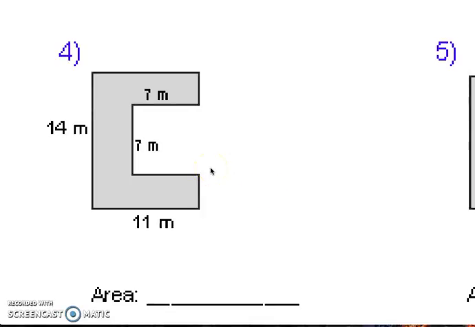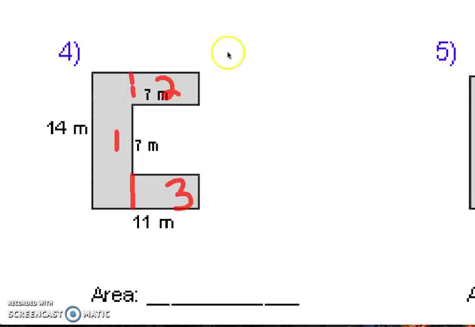Alrighty, so you had a question about number 4 on the worksheet, and it is how to find the area of this odd shape. So the first thing we're going to do is break down the shape into shapes we already know. So we're going to draw some lines here and create 3 rectangles because we know how to find the area of rectangles. So we have 1, 2, and 3 shapes.